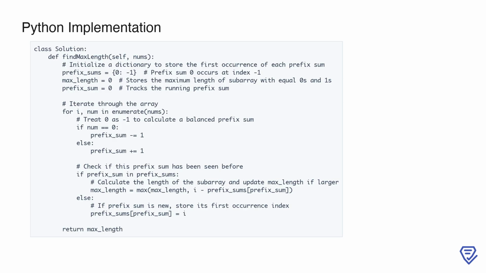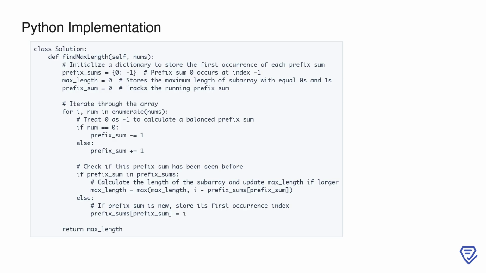We begin by initializing a dictionary prefix_sums to store the first occurrence index of each prefix sum. This helps quickly identify subarrays with a balanced sum. The prefix sum 0 is preceded with an index of -1 to handle cases where the subarray starts at index 0. A max_length variable is also initialized to track the maximum length of the balanced subarray found so far.